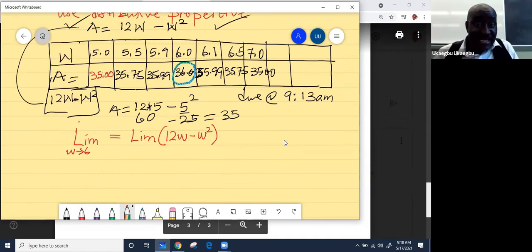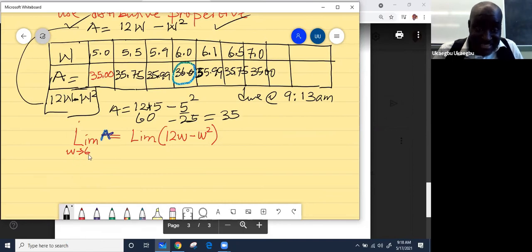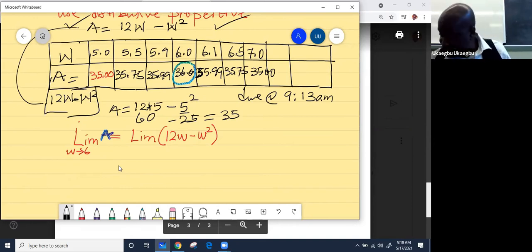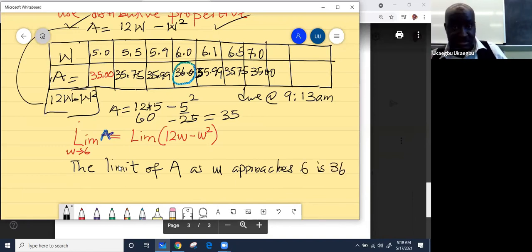6. So now that takes us to the concept of limits. In terms of limit terminology, the way it is said so that all mathematicians and scientists across the world will understand, we can say the limit of area as the width approaches 6 is equal to 36. So let's write it down. This is very important. The limit of area as W, which is the width, approaches 6 is 36.